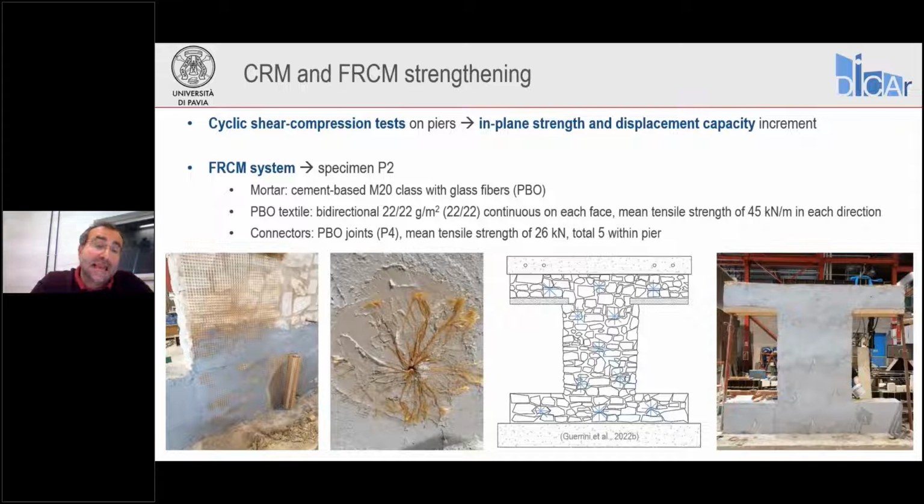You can see the end of the connector applied and spread onto the surface of the FRCM, where it's bonded with a mortar. Now, in this case, the distribution of connectors was less dense. Over the pier, we had only 5 connectors. And this may be the cause of the a little bit less satisfactory performance of this strengthening compared to the CRM for this specific testing campaign.